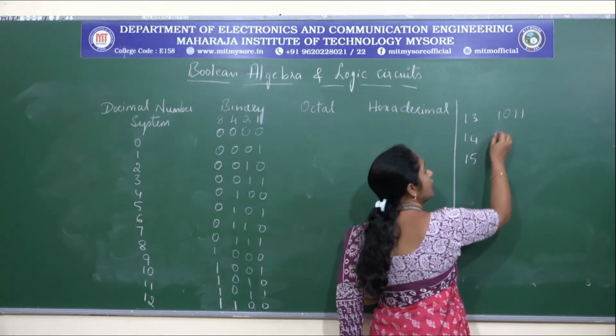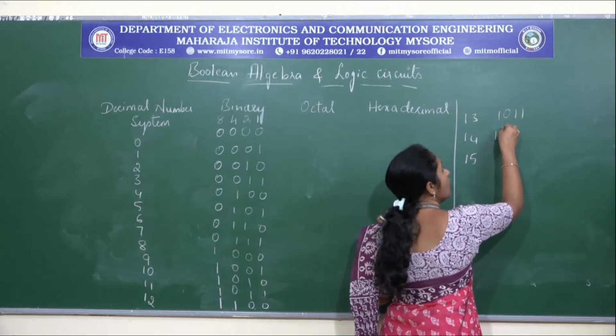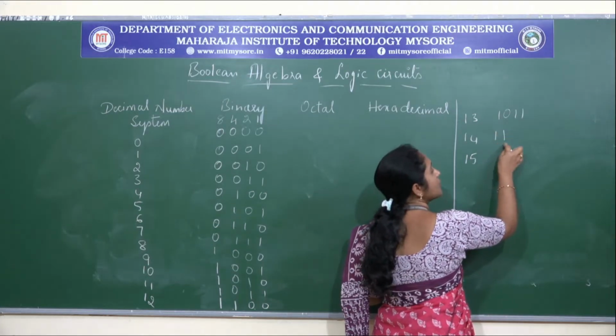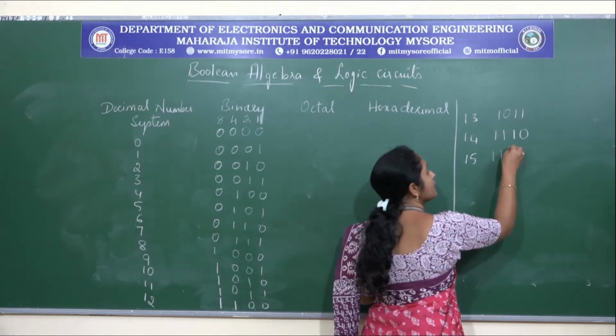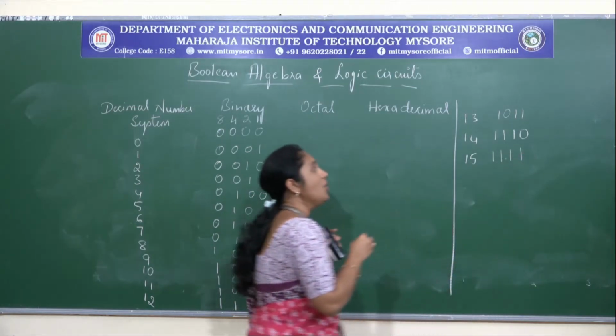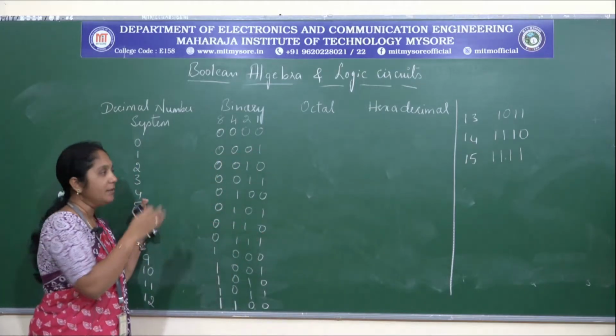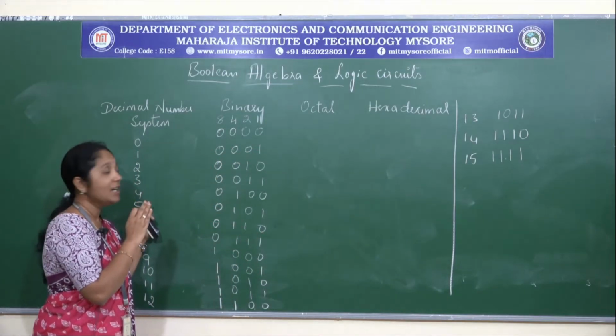So 3, next 14. 14 is 12 plus 2, 12 is 8 plus 4 plus 0. 15 is 8 plus 4 plus 2 plus 1. So this is how we need to write the binary equivalent for any given decimal number.